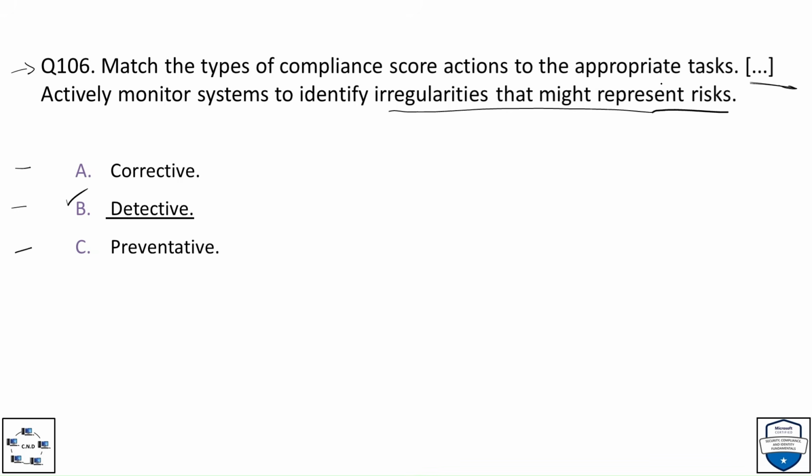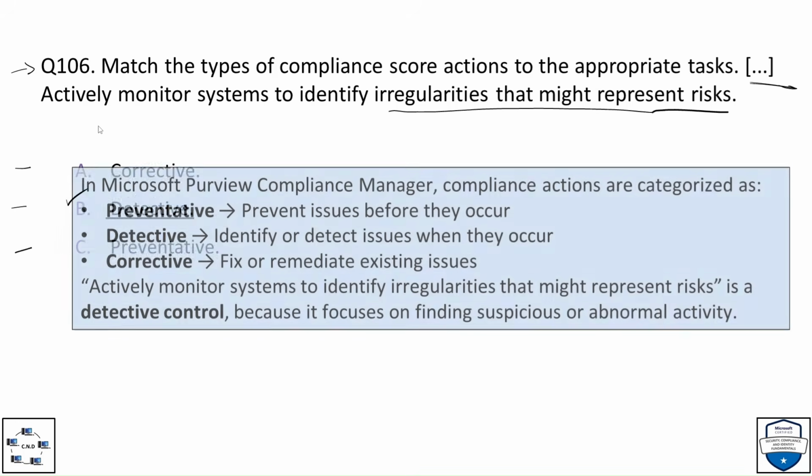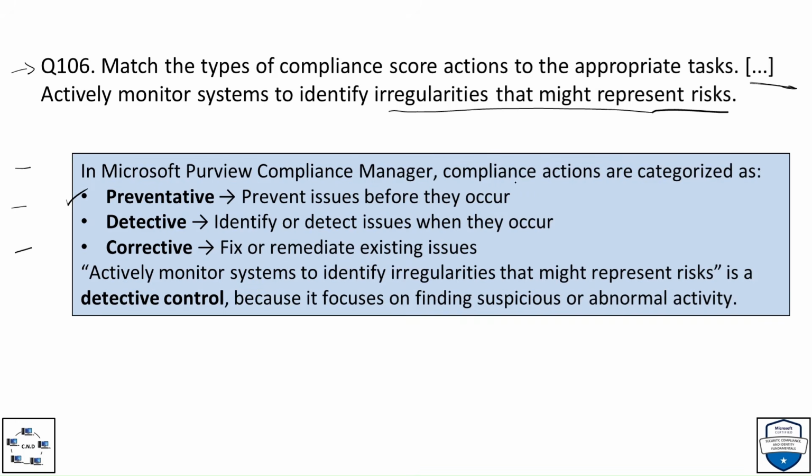So the detective controls basically actively monitor systems to identify irregularities that might present risk. In Microsoft Purview Compliance Manager, compliance actions are categorized as preventative, that is prevent issues before they occur; detective, that is identify or detect issues when they occur; and corrective, that is fix or remediate existing issues. So actively monitoring systems to identify irregularities that might represent risk is a detective control because it focuses on finding suspicious or abnormal activities.